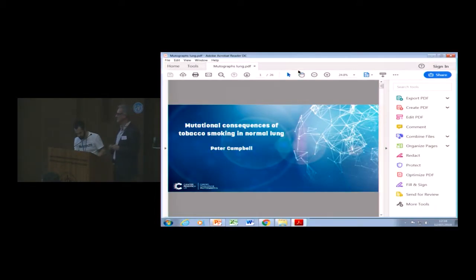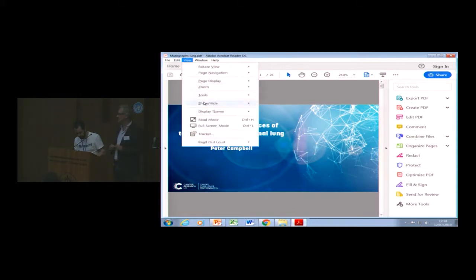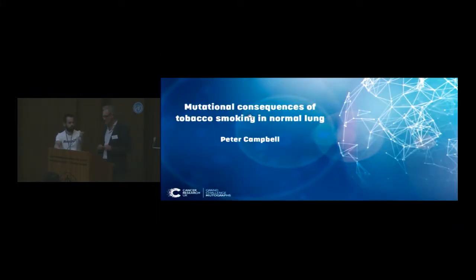Let's start off and talk about somatic mutations in lung tissue, in normal lung tissue. We're chugging through a range of normal tissues, as I'll show you, to look at patterns of somatic mutations, really trying to understand what the processes are that lead to cancer development in normal tissues.